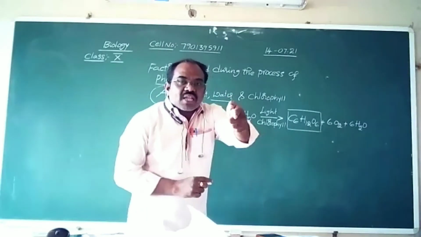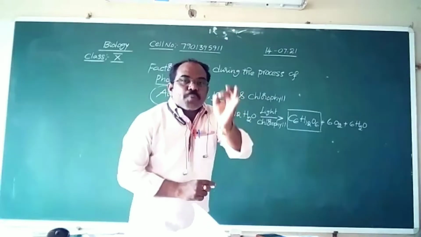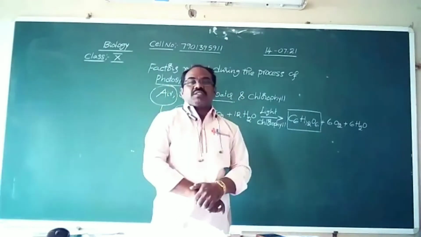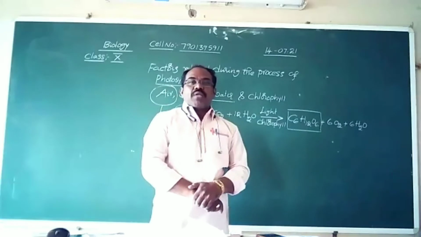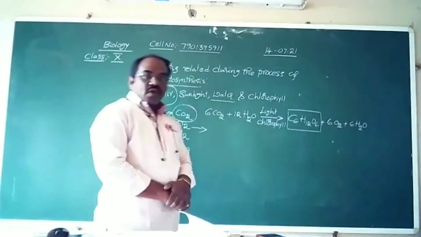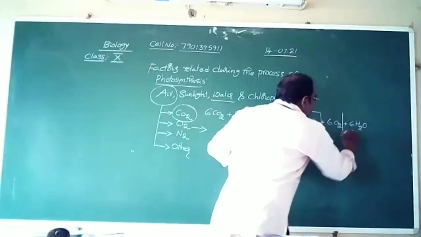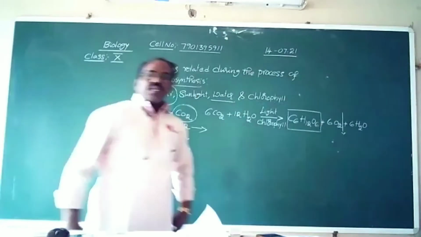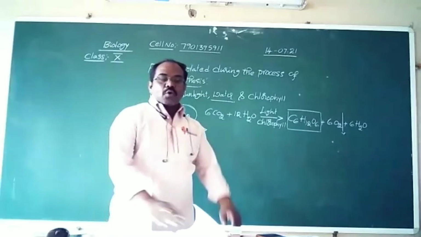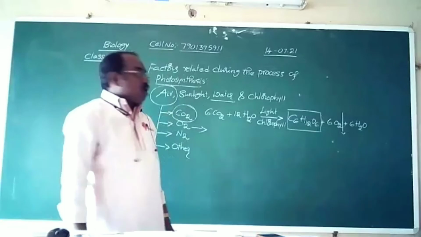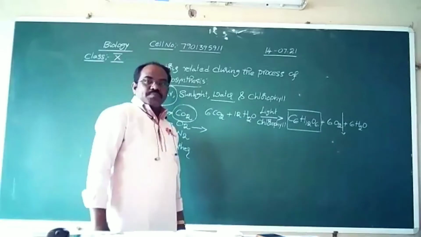In the previous class, we explained how you can prove that starch is formed by the process of photosynthesis. And oxygen is liberated by the process of photosynthesis.